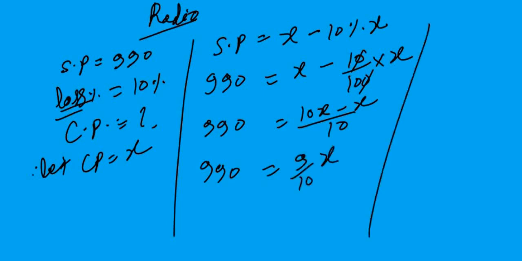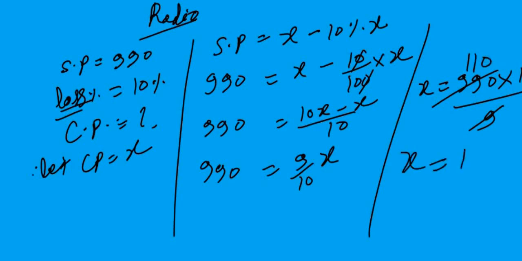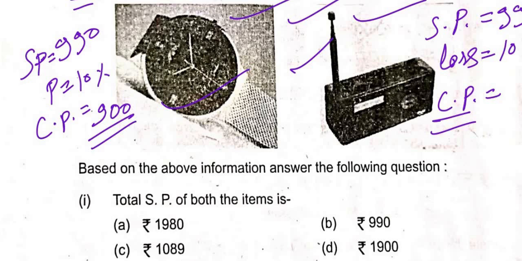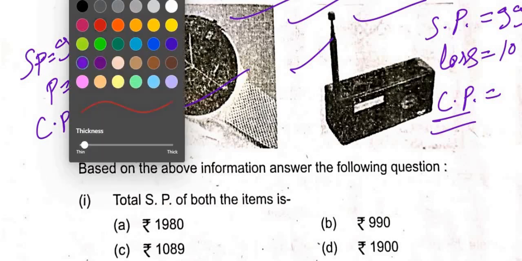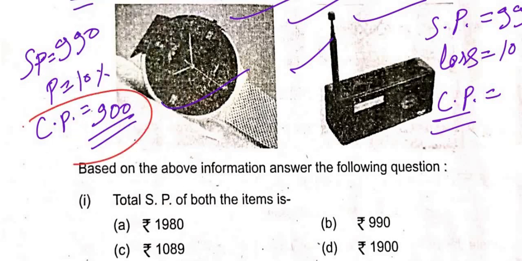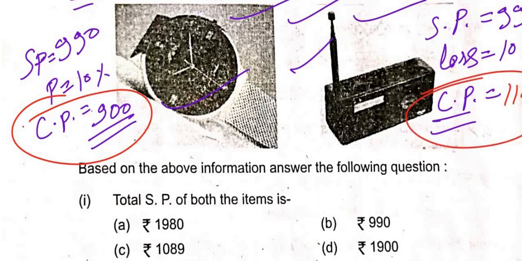When we change the side, we will get x is equal to 990 into 10 upon 9. When we cancel it with 9, 99 will be cancelled in 11 times. So finally what we will get? 110 into 10, 1100 rupees. So what is the cost price of the radio? It is 1100 rupees. So now see, in the watch it is given profit, so the cost price is 900, and in the radio it is given loss, so it is 1100 rupees.